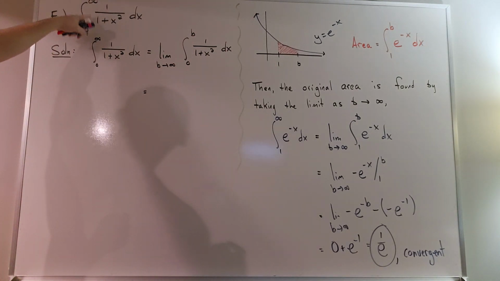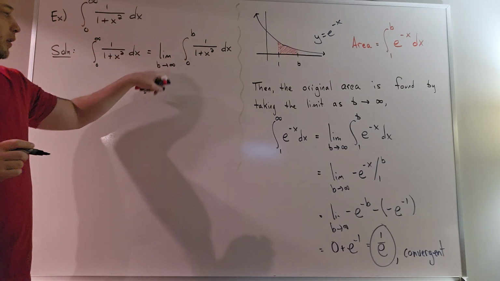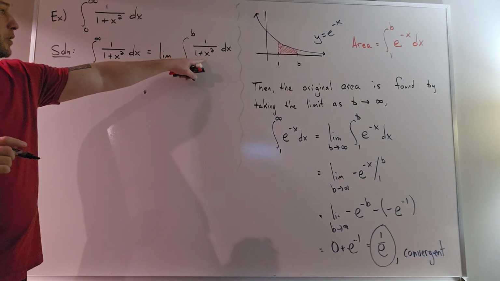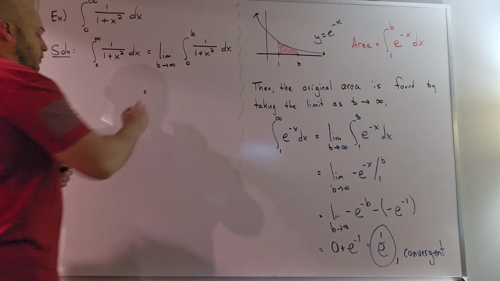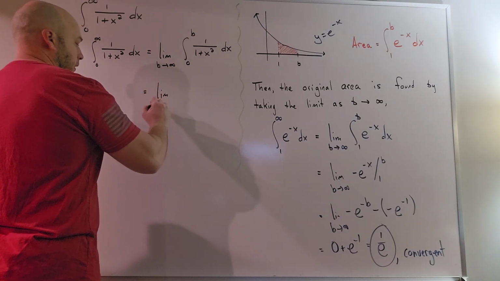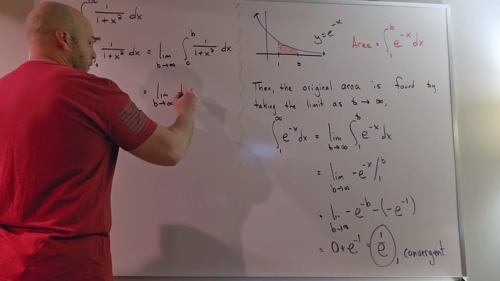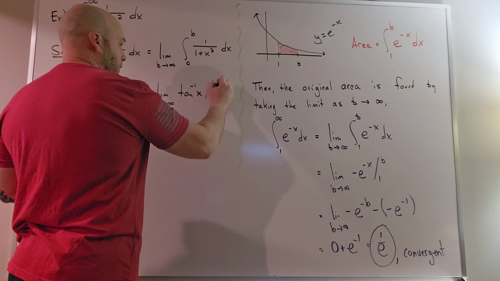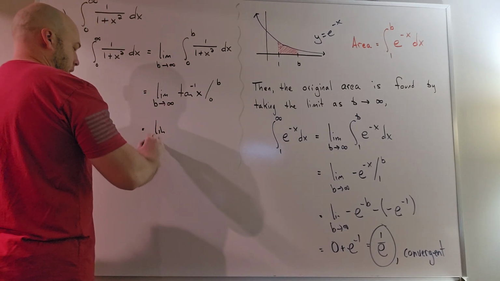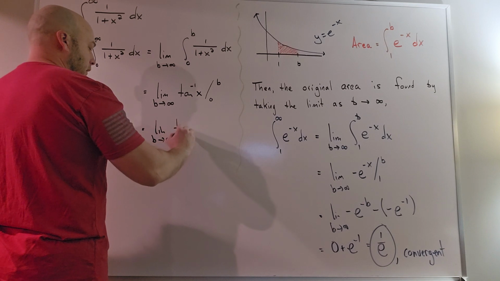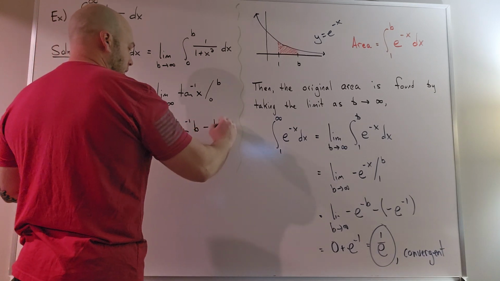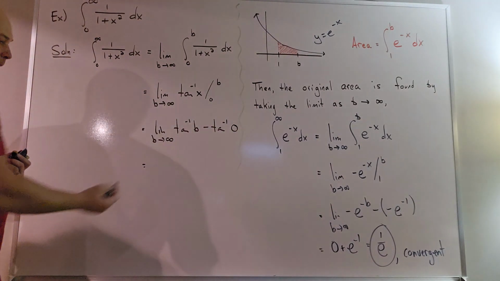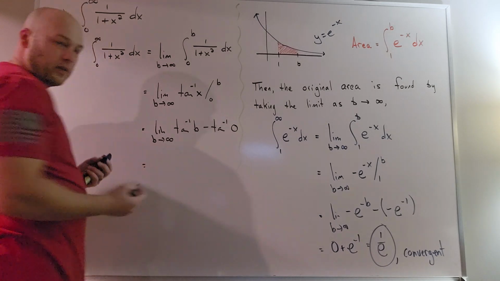In other words, to evaluate a type 1 improper integral, we have to compute an integral and a limit at infinity, to be precise. The antiderivative, as I just mentioned, of 1 over 1 plus x squared is tan inverse. So we get the limit as b goes to infinity of the inverse tangent evaluated from 0 to b, which is the limit as b goes to infinity of tan inverse of b minus tan inverse of 0. Now tan inverse of 0, of course, is 0. What about the limit at infinity of tan inverse?